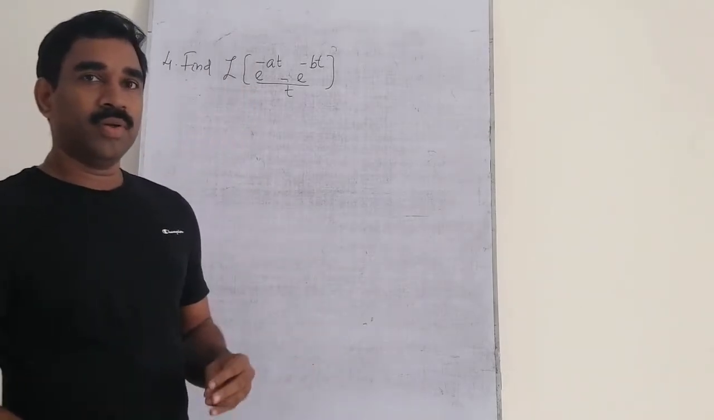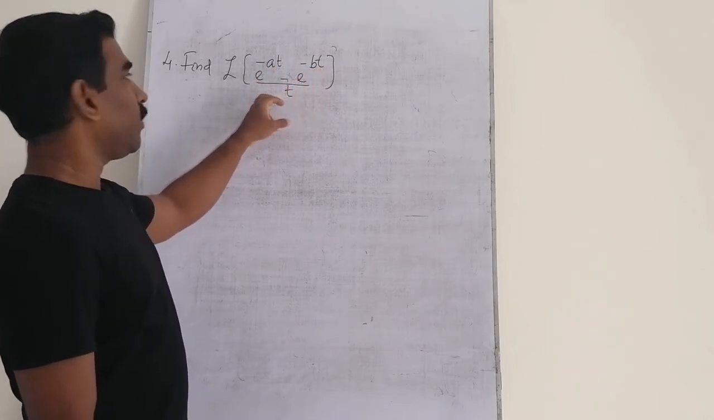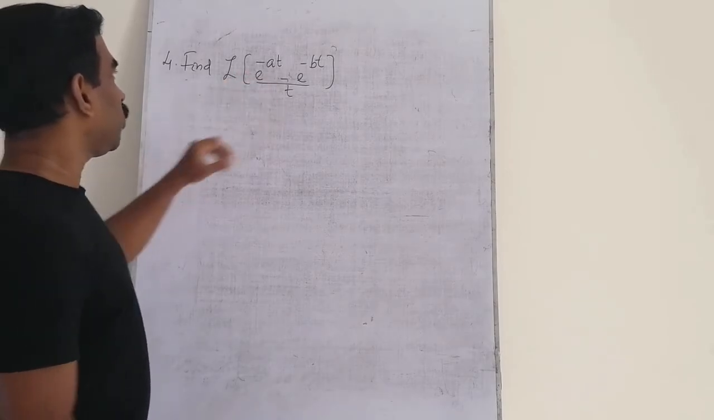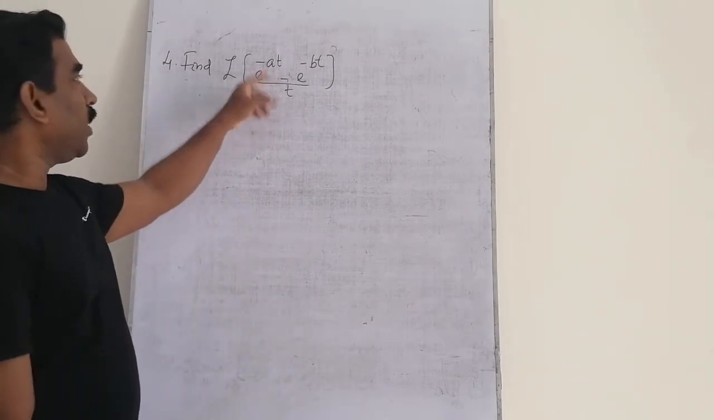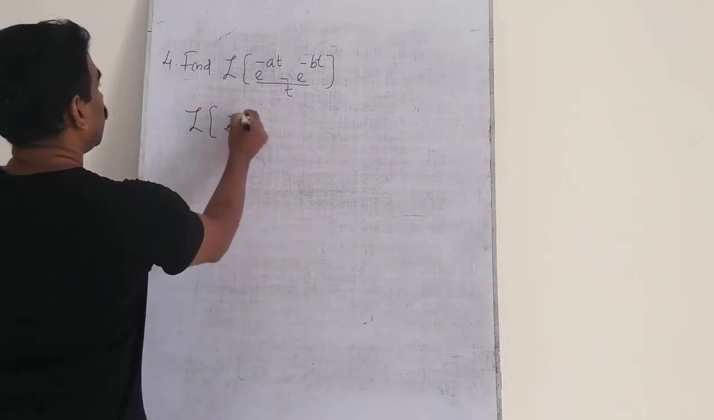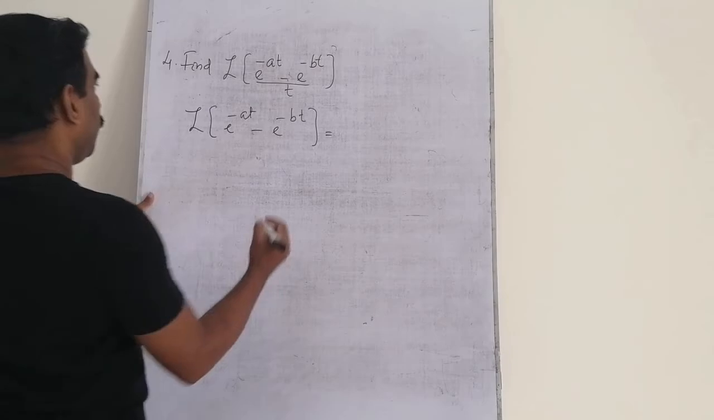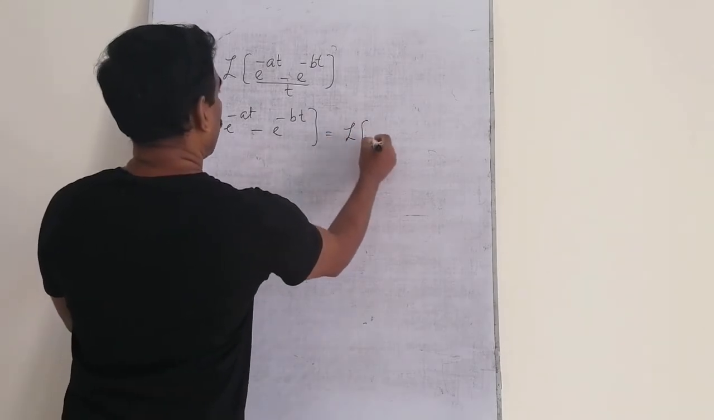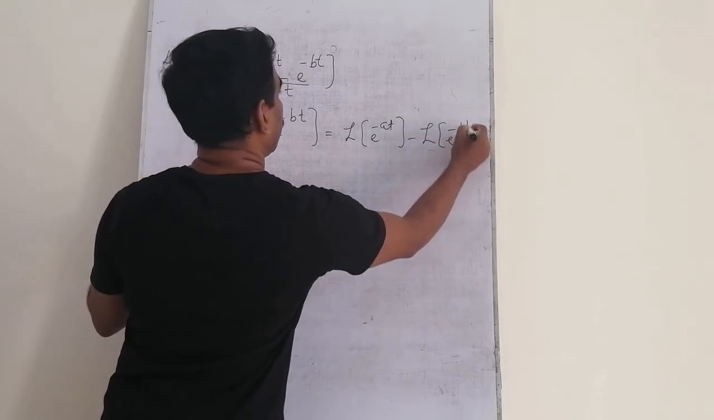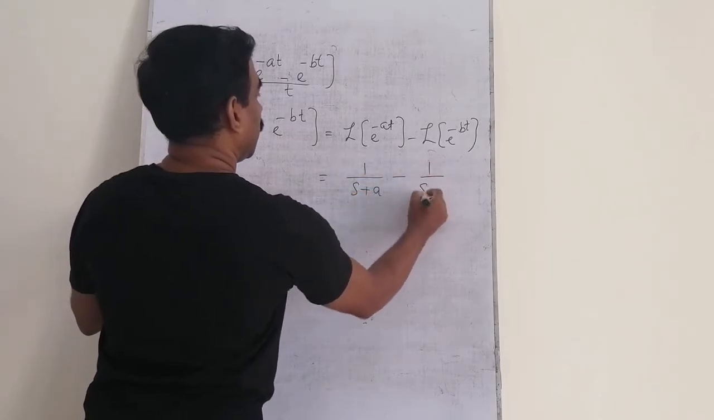Next we will consider another important Laplace transform problem. Laplace transform of (e raised to minus at minus e raised to minus bt) divided by t. And this can also be solved in two steps. First of all, we will compute the transform of e raised to minus at minus e raised to minus bt, and then apply the division by t property. Applying linearity, the result is the transform of e raised to minus at minus the transform of e raised to minus bt, which is equal to 1 by (s plus a) minus 1 by (s plus b).